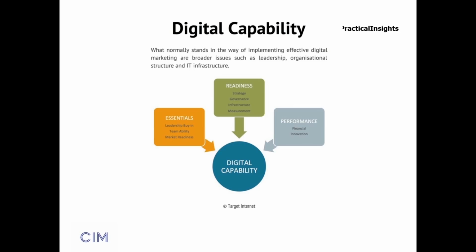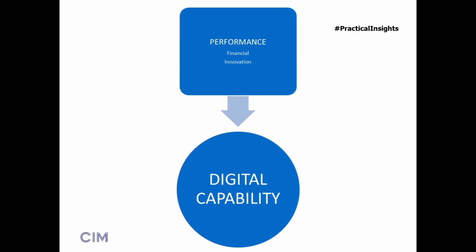Then next in readiness, we've got measurement. So do you know what you're measuring and why? And do you have clear sources for that measurement data? So we've gone through essentials, we've gone through readiness. And then finally, we need to look at the performance side of things. The two key things here, financial, and this is a really important one, and this is what we're going to talk through in just a moment in terms of a measurement framework.